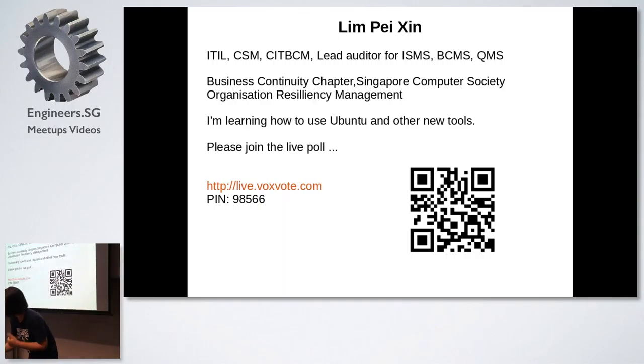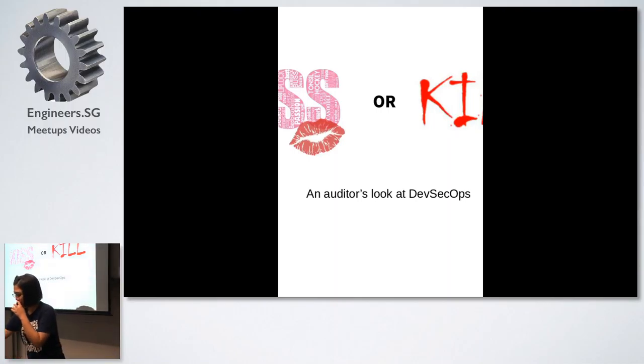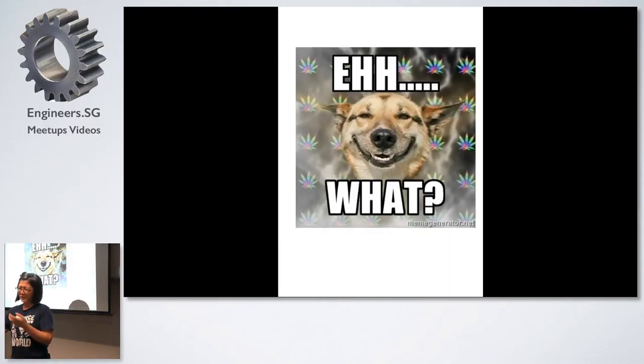And I proceed. So, the idea today is to talk about audit, how an auditor looks at DevSecOps. But it is not an instinctive kiss or kill decision, because the same with me as an auditor looking at DevSecOps, the auditees themselves are also looking at the auditor coming through the door, and then they have to decide, should I kill this person, silence her, or maybe I try and hug it out with him or her or whatever it is, right? So, if you talk to an auditor about DevSecOps, this is actually their first reaction, right?